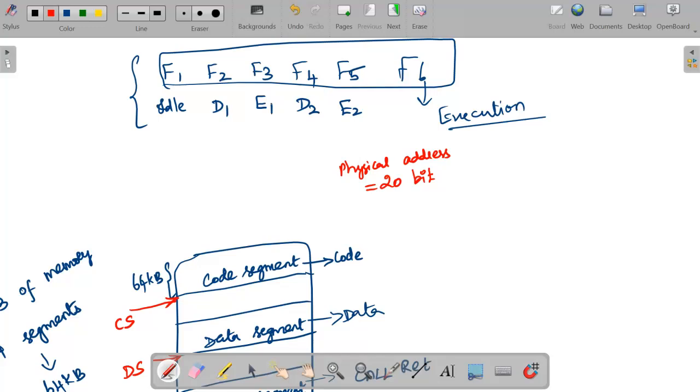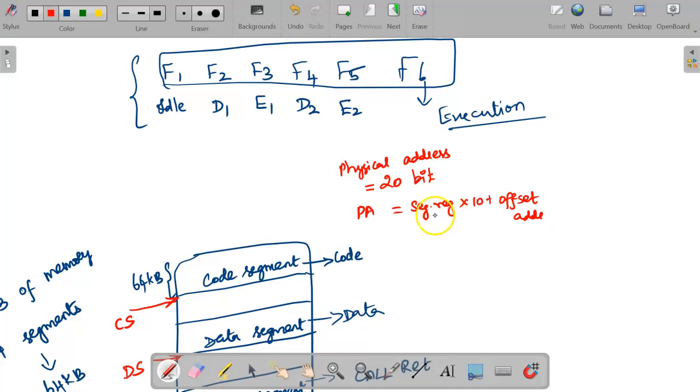So logical addresses are stored in the 16-bit registers, but automatically the 20-bit address will be calculated by the 8086. So how is your physical address calculated? The physical address is mentioned as PA. It is calculated by segment register times 10 plus offset address.